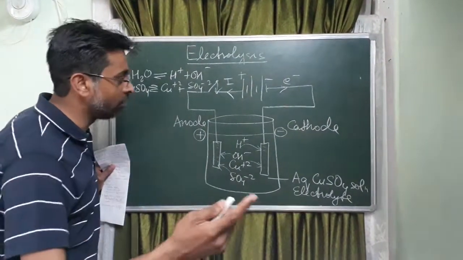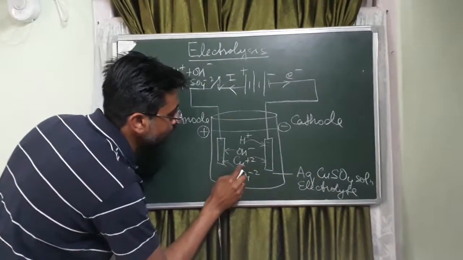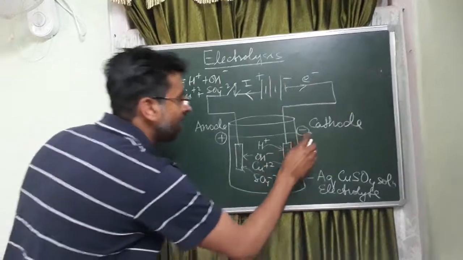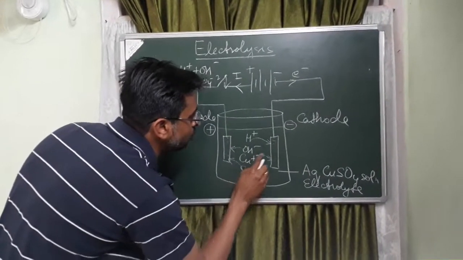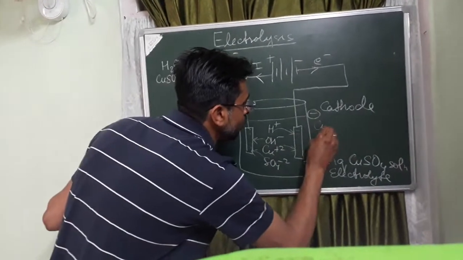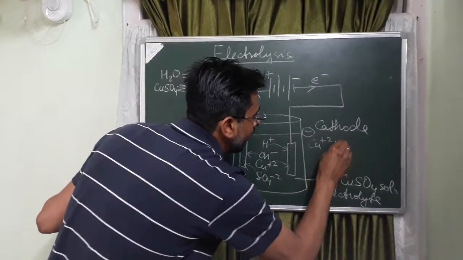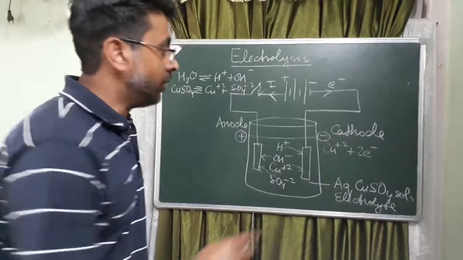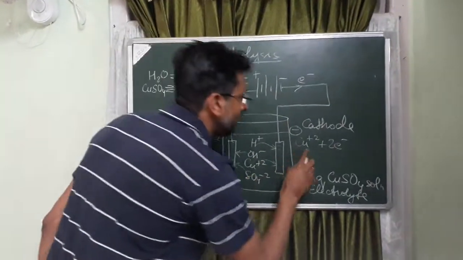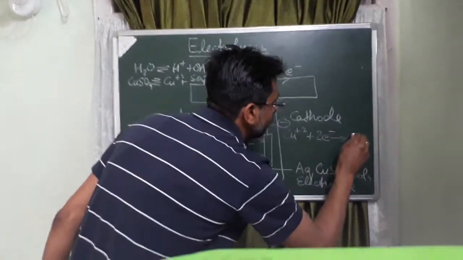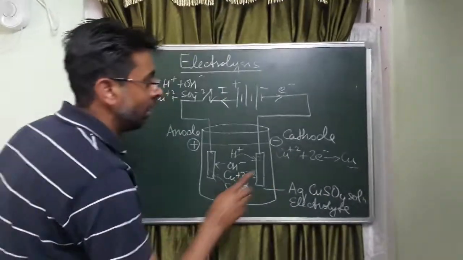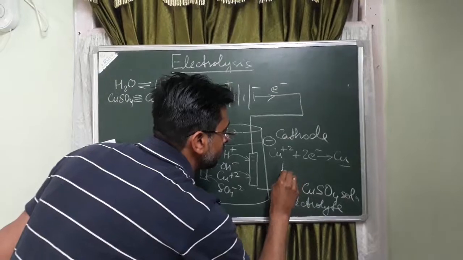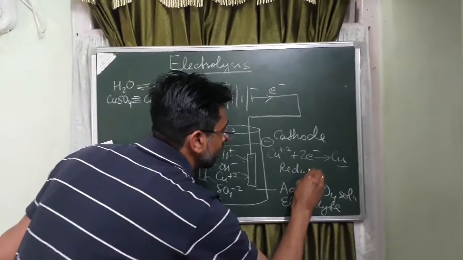Between hydrogen and copper, let me tell you beforehand, it is copper which is placed lower in the electrochemical series. That is why this copper ion is going to go to the cathode, and here it is going to gain 2 electrons. There is gain of electrons. So after gaining 2 electrons, this copper ion is going to form a copper atom. Gain of electrons means reduction.